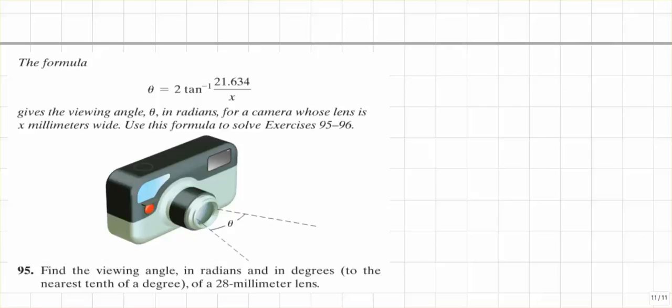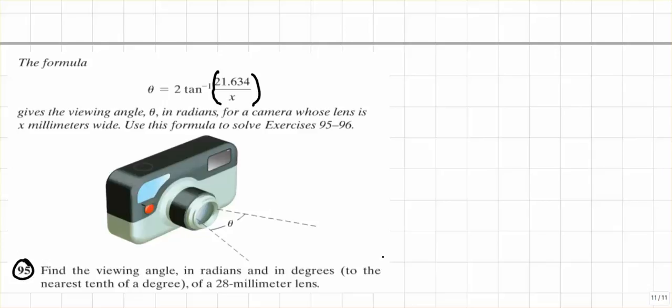Alright, so let's do a simple application problem. And this one says the formula theta equals 2 times the inverse tangent of (21.634 over x) gives a viewing angle theta in radians for a camera whose lens is x millimeters wide. Use this formula to solve exercises 95 through 96.